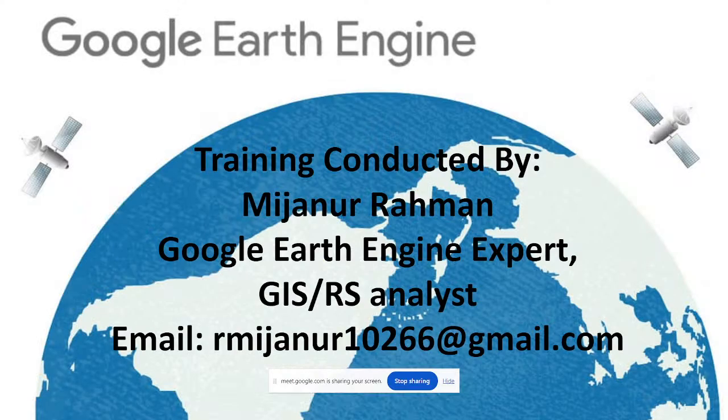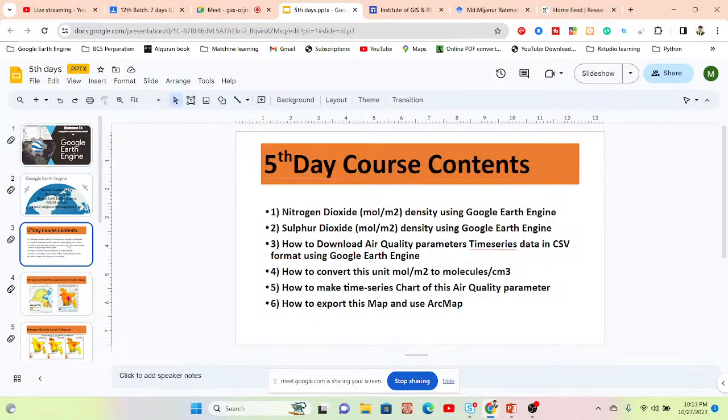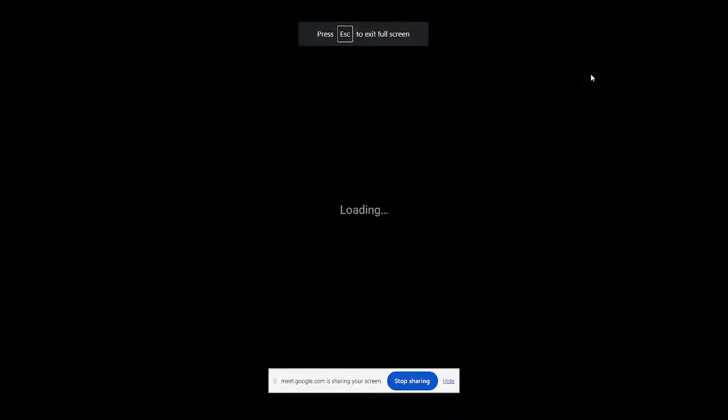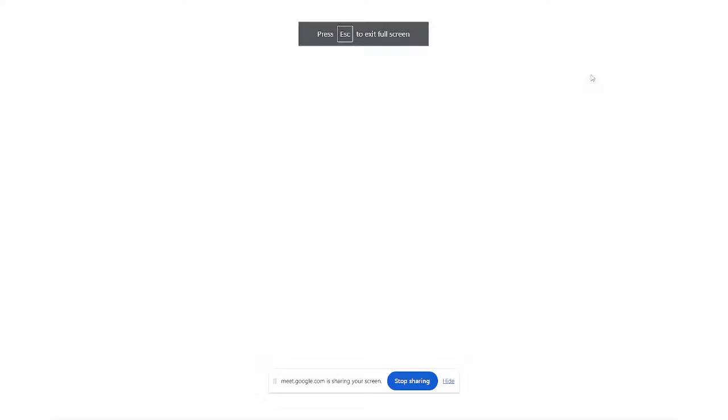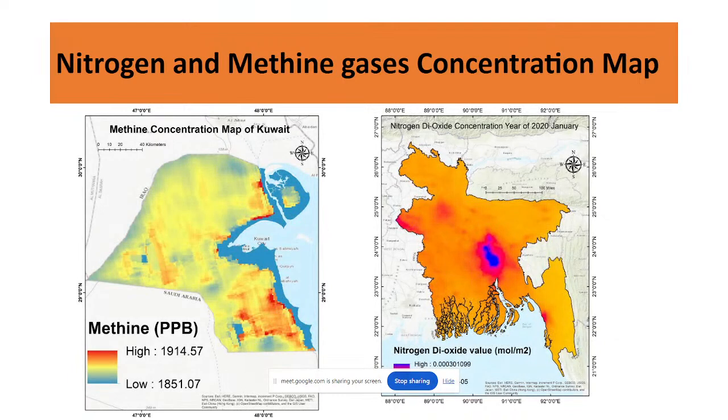Okay, so basically today we try to discuss air quality monitoring, how we can easily monitor the air quality parameters using the Google Earth Engine platform. Here you can see two types of map. One is showing the methane concentration map of Kuwait, and another is showing the nitrogen dioxide concentration map.